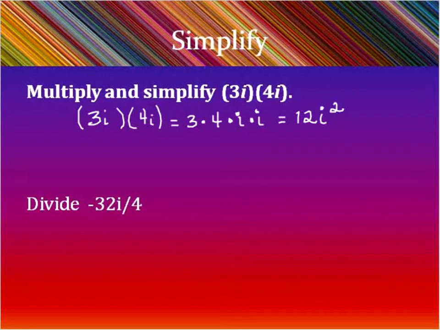Now, if you have anything higher than an i squared, exponent-wise, you need to simplify it. So i squared or higher. We said before that an i squared is equal to -1. So I replace the i squared with -1, and that gives me -12 as the final answer.